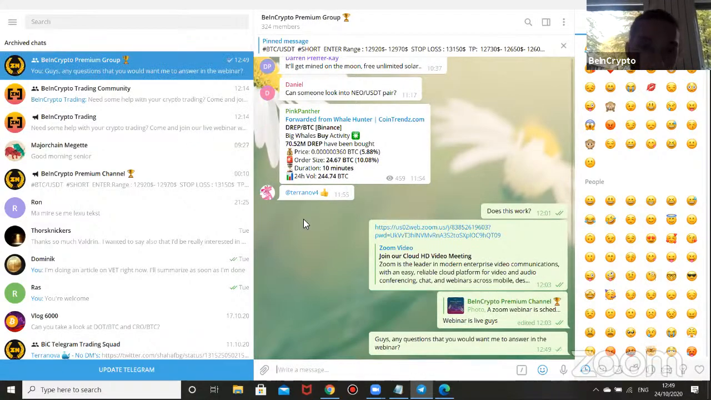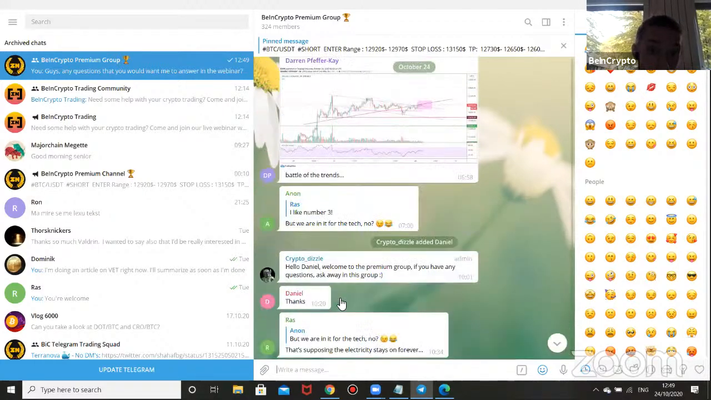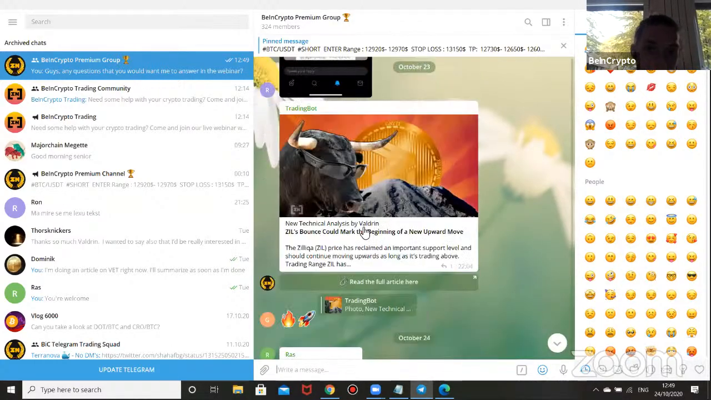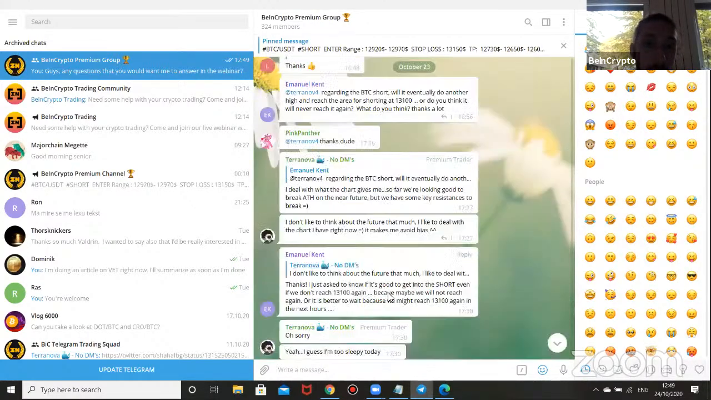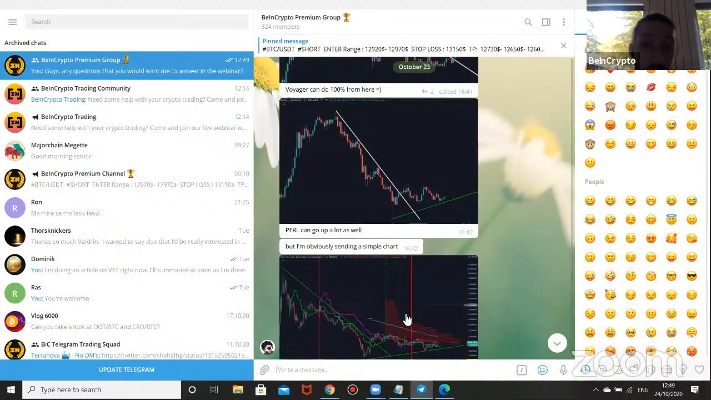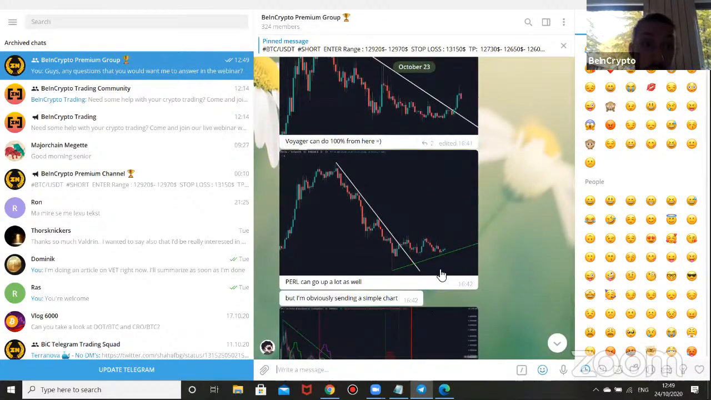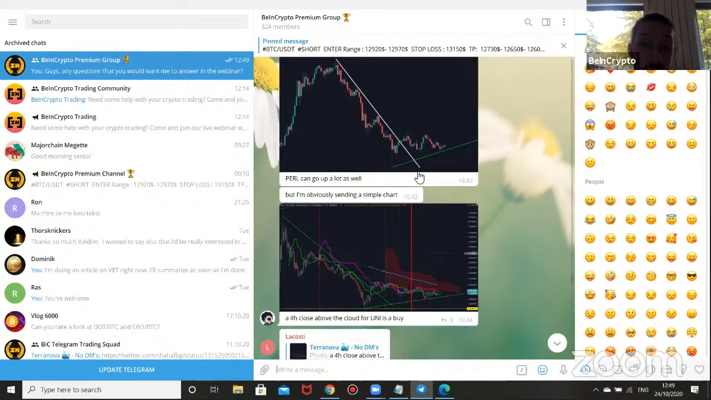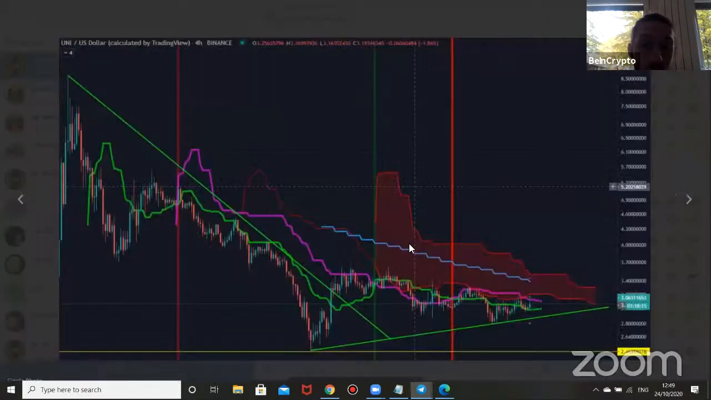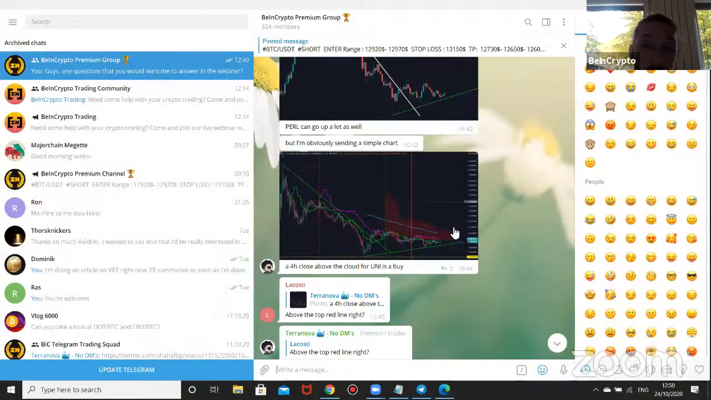Again, another sneak peek of the group. So, similar articles, several coins which could move upwards. So there's Pearl, there's Voyager, which actually has broken out from a descending resistance line. Uni could be a good buy if it goes above this 4-hour Ichimoku cloud.